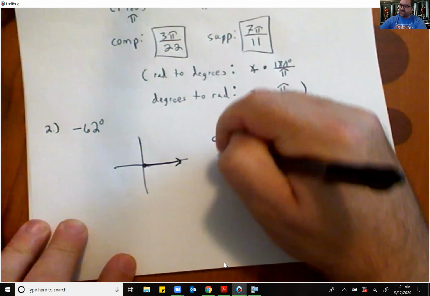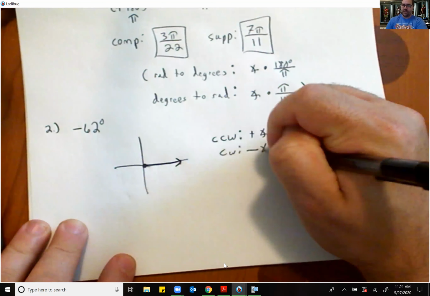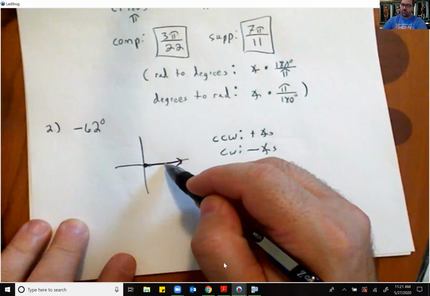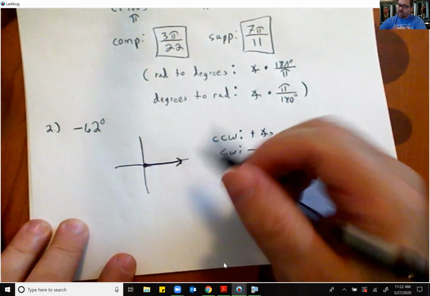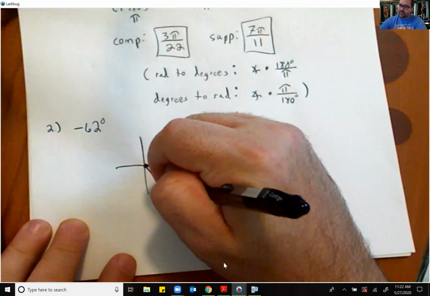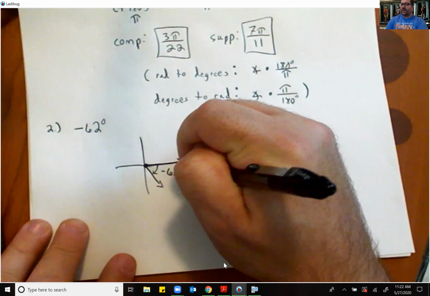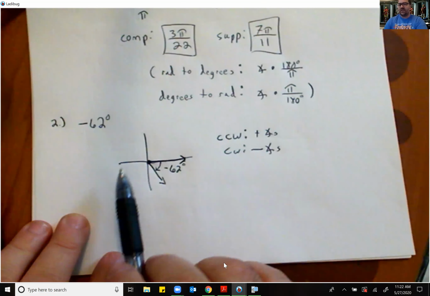Clockwise rotation means that you're dealing with negative angles. So our angle is negative. That means we want to rotate clockwise. And we're going to rotate negative 62 degrees, which would look about like that. That's a negative 62 degree angle. So we need to pick one of those 3 pictures that looks like this.